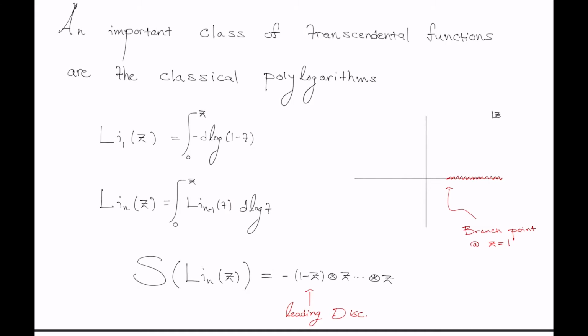So it's pretty straightforward to see that the symbol is going to be minus (1 minus z), and then just successive z's, n minus 1 of these, for Li n of z. And so we can confirm that the 1 minus z is capturing the branch point in the complex plane.